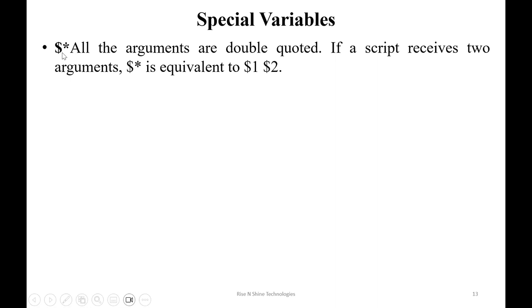Dollar, we know that is reading. So if I use $0, that is the file name. $1, $2, $3 like that are positional parameters to read it. $# if I use it, that is the number of arguments. $* if I use it, it reads all the arguments. Yes, all the arguments are double quoted. So what is the meaning of this?